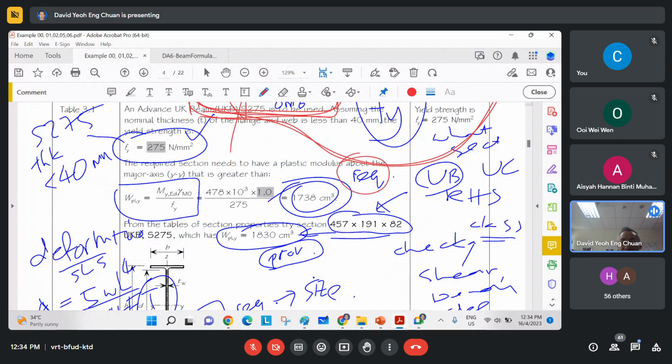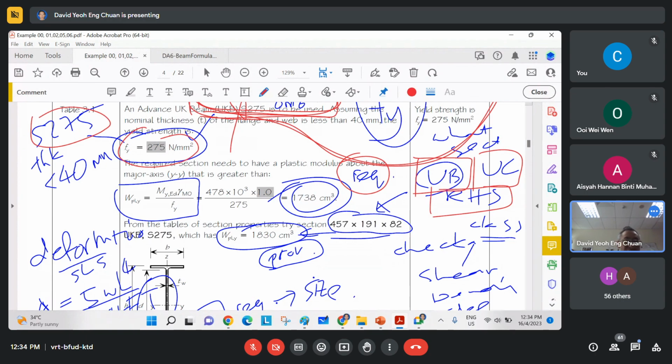We go to the table of section properties. On top of our head, first of all, you need to decide, do you want to use a UB section, UC section, or any other section like RHS, or any section that is suitable as a beam member? Okay, then what is the grade that you want? S275, S355, you decide. As a designer, you decide.